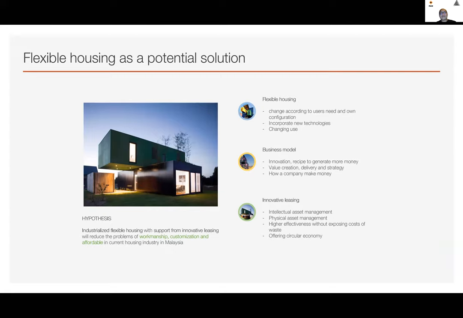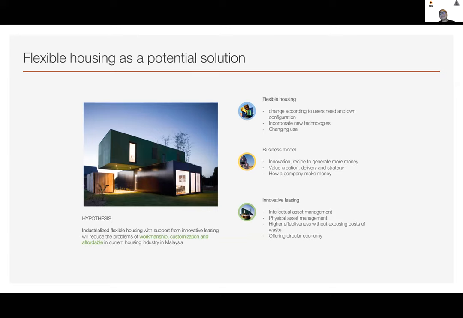In this study, I combine flexible housing, a business model, and also innovative leasing. You remember I mentioned just now that RICO uses innovative leasing: they don't sell the photography machine, but they lease it. So what if leasing is one of the options? We already have leasing business models in housing, but in this case, you lease the whole component, so that there's a contract between the leaser and the provider.